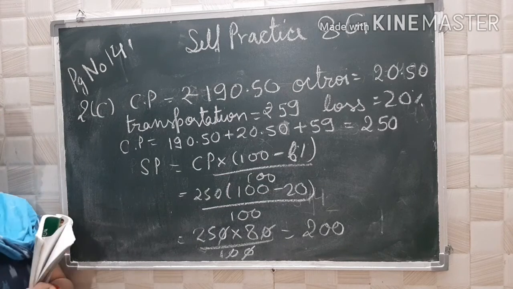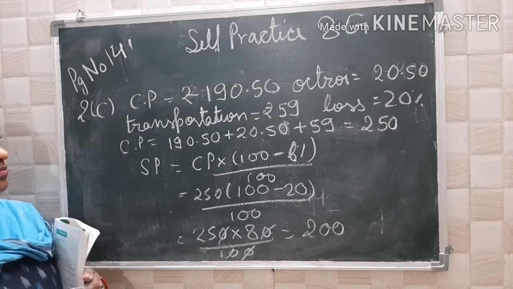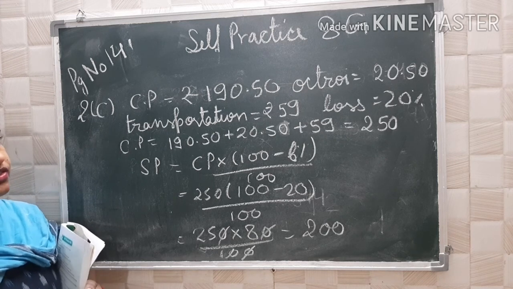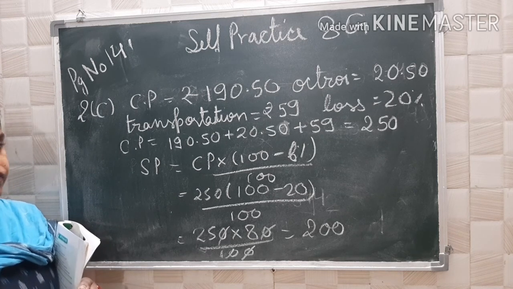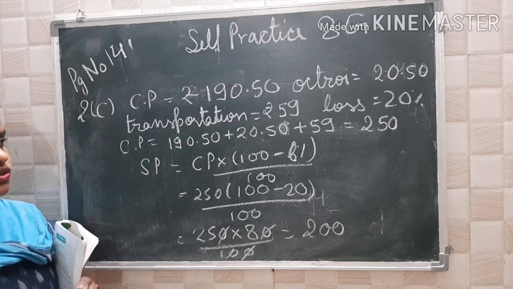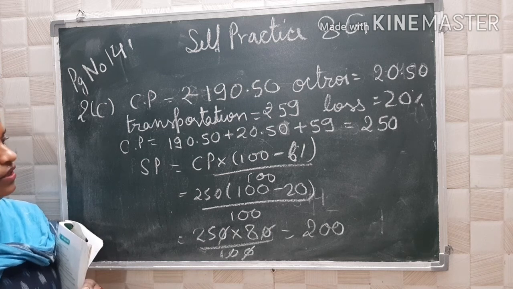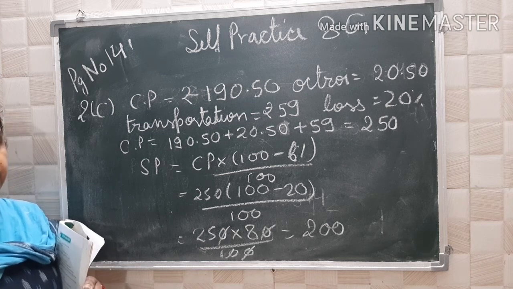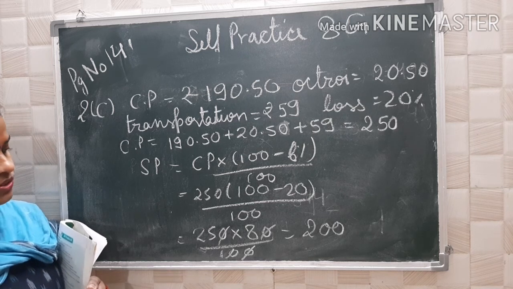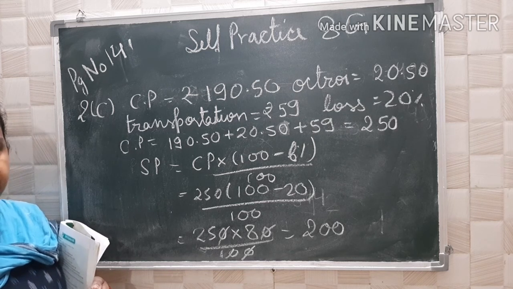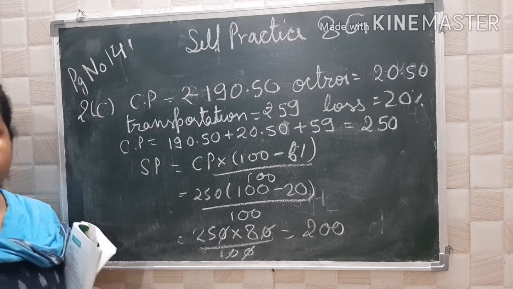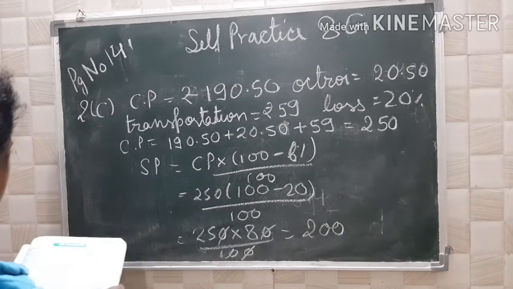Rupees 200. Now whether you call octroi or transportation, it is included in CP only. So 190.50 and 20.50 and rupees 59 all will be added and it will become 250. And loss you already know is 20%. So 100 minus loss percent means 100 minus 20, 80, so 250 into 80 upon 100. 0 0 all will be cancelled out. What is remaining? 200. What will be your answer? Rupees 200. Okay students, now come to question number 3.